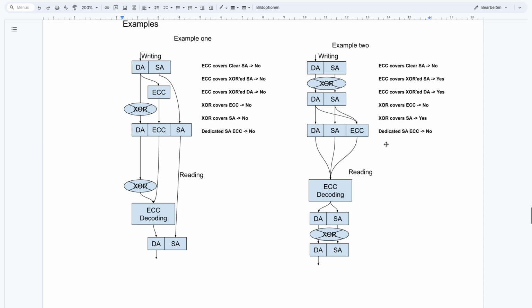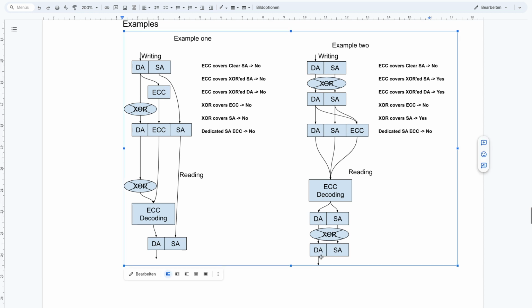Okay, that's the second example, and here you can also see the reading again. So in this case, we would first do ECC decoding, which would give us the ECC decoded data area and service area, and then we would do XOR both on the data area and the SA area to get the clear data at the end.